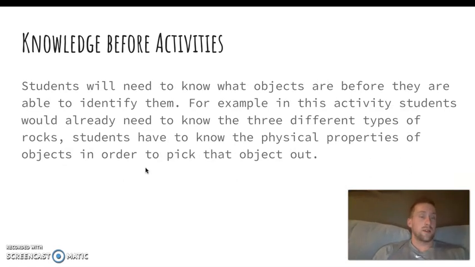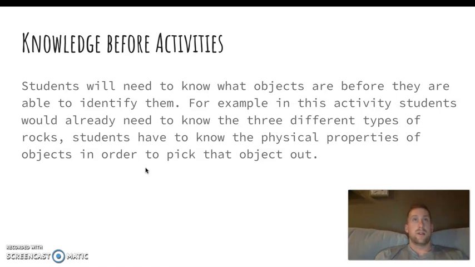Obviously with those three activities, some of them require knowledge that the students will need to know before. So this is something that you would go over before the activity, or maybe you already studied it in a different lesson. But for example, the three different types of rocks, students would have to have the previous knowledge of the difference between those rocks in order to look at those physical properties and determine which is which.